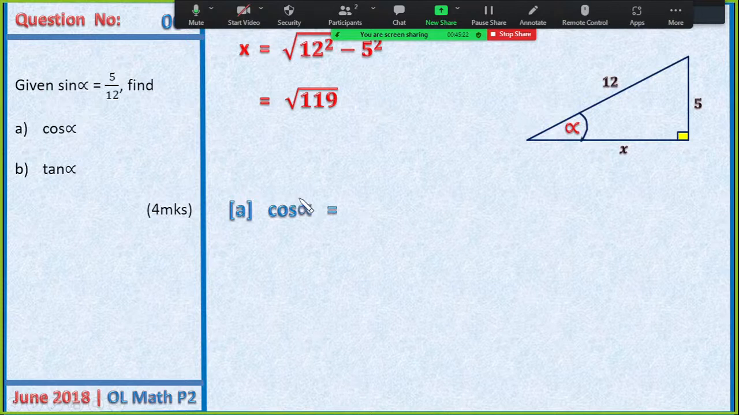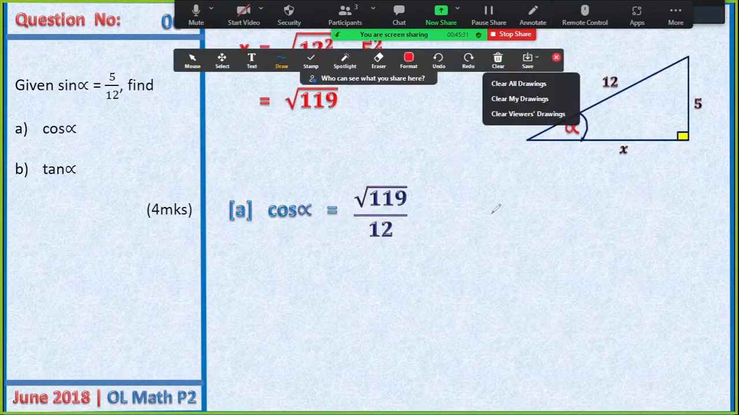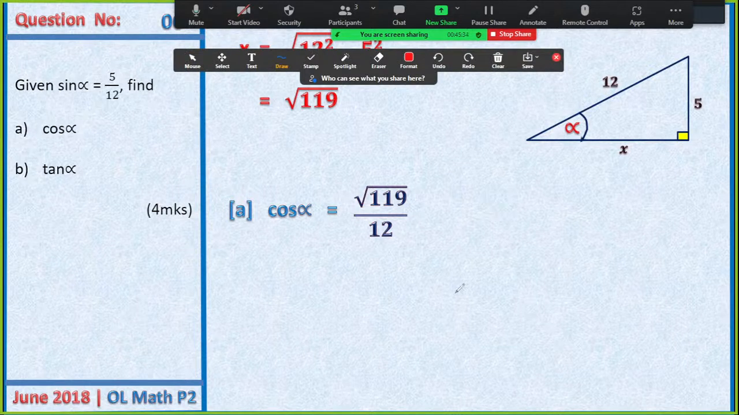From here, you can find cos alpha. From SOHCAHTOA, what is cos? Cos comes from the CAH. Let me write it this way: SOHCAHTOA. SOH means that sine alpha is equal to opposite over hypotenuse. And then we have CAH. CAH gives us cos is equal to adjacent over hypotenuse. And then we have TOA, the last one. TOA means tangent is equal to opposite over adjacent.